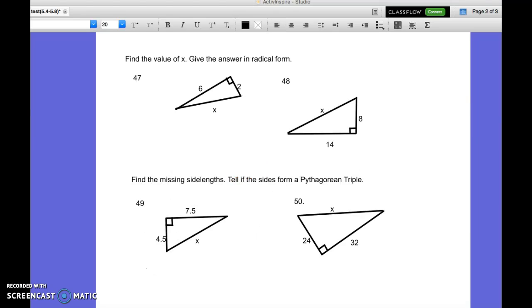Let's go to the next page. On this page it says find the value of x, give the answer in radical form. So let's take a look at this one. This is a right triangle. They give us the legs. One leg is 6, one leg is 2, and it's important for you to identify the hypotenuse. I'm pretty sure you can. Which would be the hypotenuse? The 6, the 2, or the x?